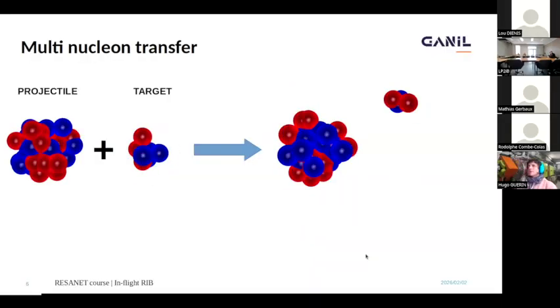After that, you can do multi-nucleon transfer. So your projectile and target will interact, and for instance, the target can transfer some nucleons to the projectile, and then you will also have a heavier nucleus and heavier product at the end of the reaction.